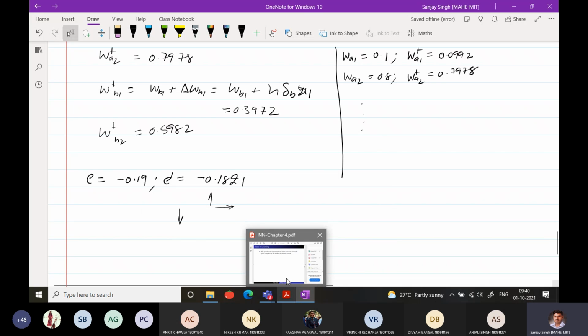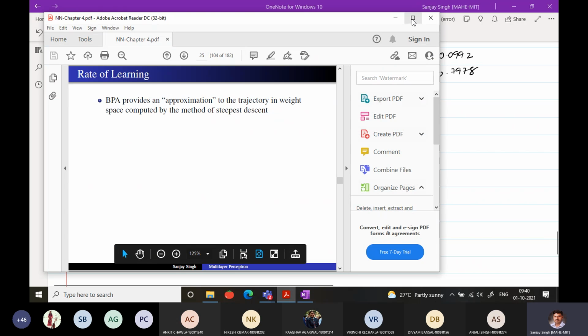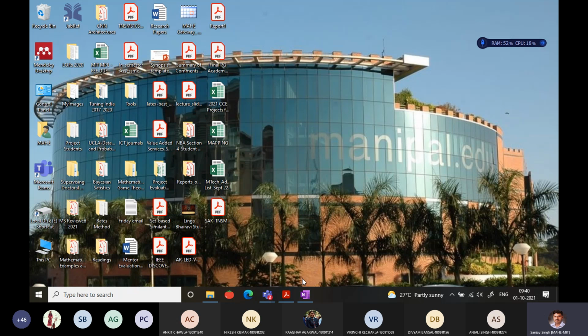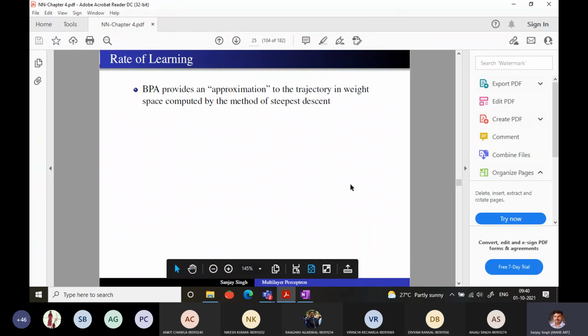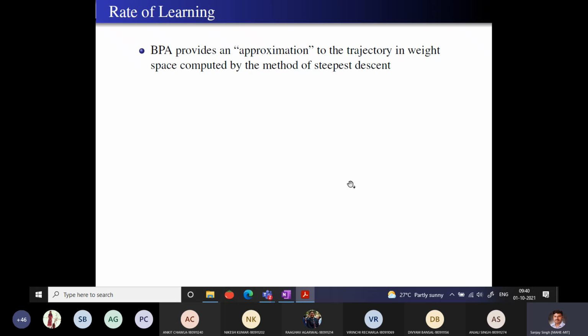Okay, now let me go to the next part of it. Another 10 to 20 minutes are there. This BPA that we have seen basically provides an approximation to the trajectory in weight space computed by the method of steepest descent, because the basic fundamental iterative approach which we applied is nothing but steepest descent. From that, we say that a change in synaptic weight is directly proportional to the product of gradient and the input, right? From that only we came to derive this.